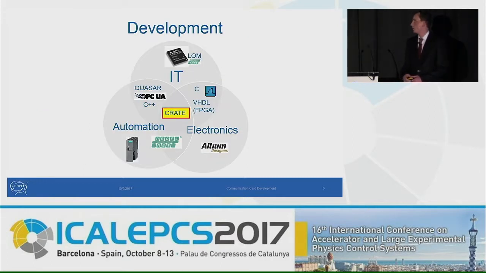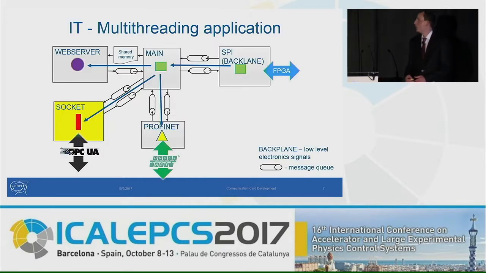Our development consists of three main domains: IT, automation, and electronics. In IT, we usually use the netX chip and Quasar C++. I will tell about it later. In automation, we use classical PLC, and in electronics, we use tools like Altium Designer and VHDL to program the FPGA.